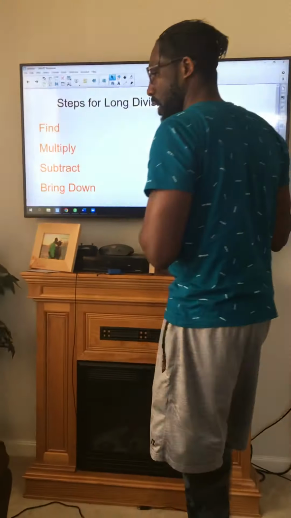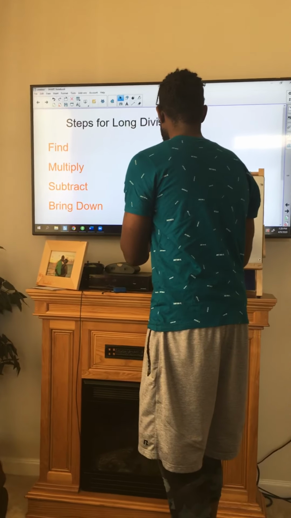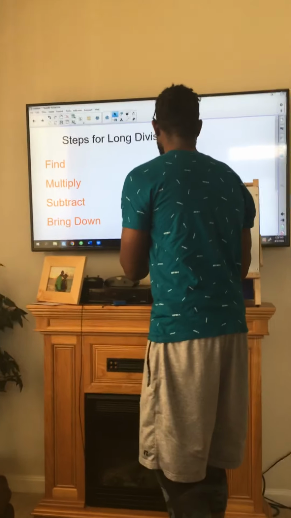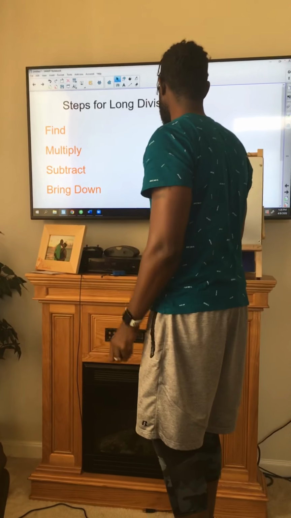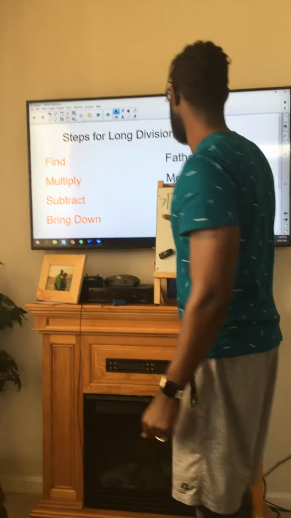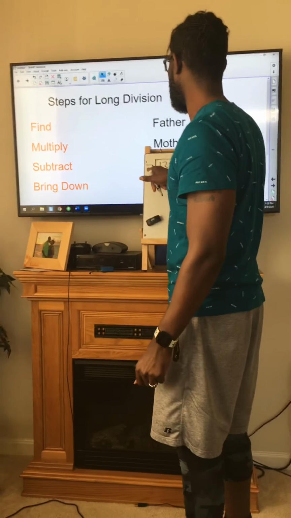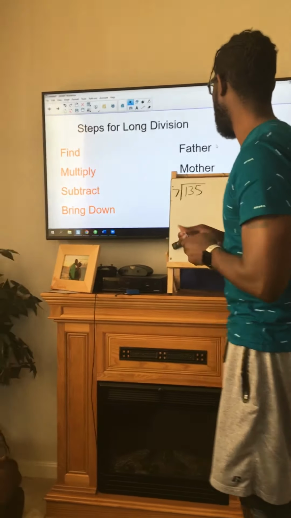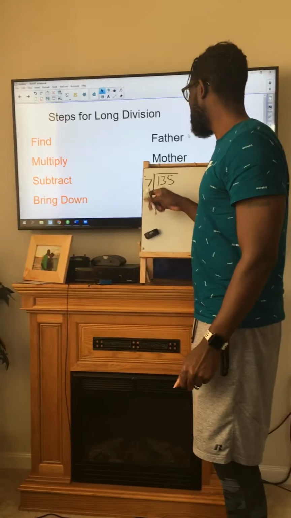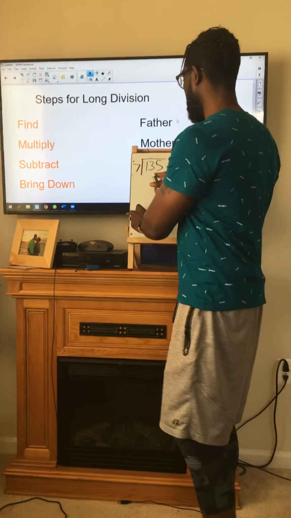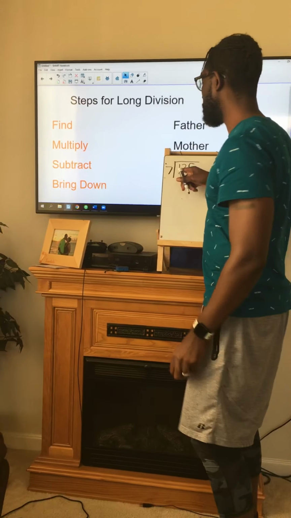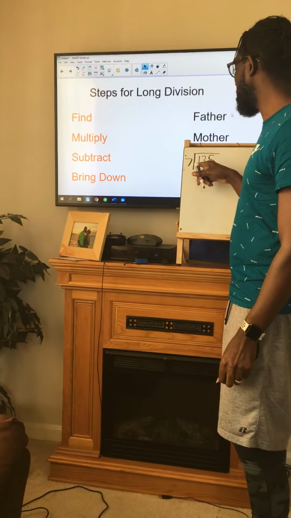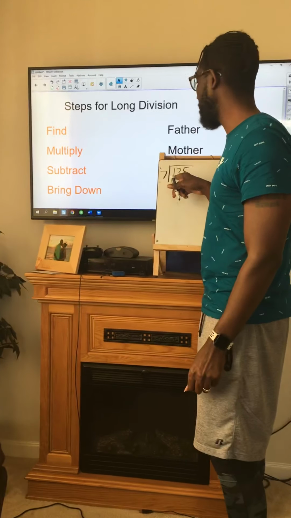All right, our first problem is 135 divided by 7. So I want to see how many equal groups of 7 I can divide 135 by. Now, first thing I notice is when I'm trying to divide, I can't make any groups of 7 into 1, but I can make groups of 7 into 13.